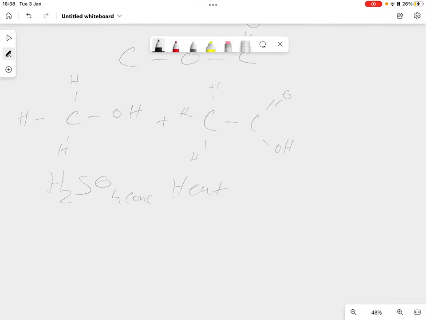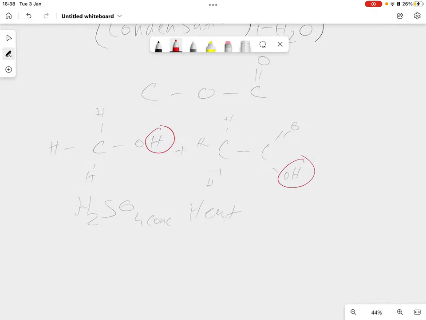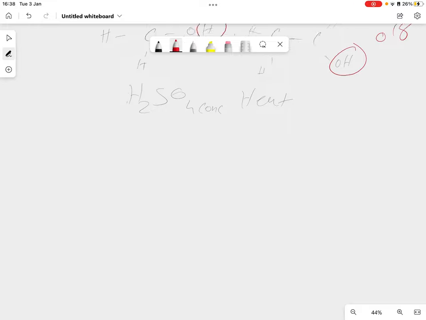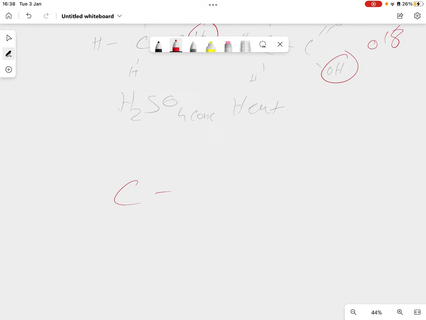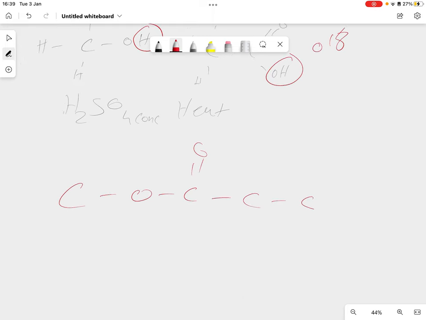So we're going to lose this hydrogen here, and the OH from the carboxylic acid group is going to be lost. This is due to an experiment in which they labelled individual molecules with oxygen-18 to see which molecule the OH was lost from, and they found that the OH from the carboxylic acid is the one that's lost. Now, this will form this ester.